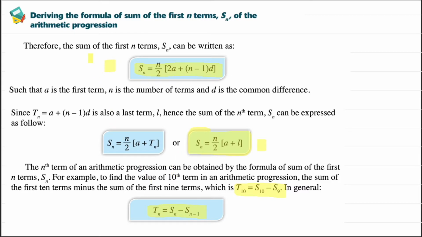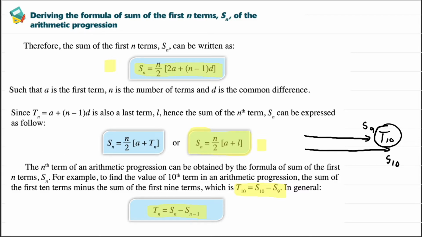Okay, sebab kita tahu, contoh dekat sini kan, dia kata S10 kan. So S10 ni adalah hasil tambah 10 term. Okay. And then S9 pula adalah hasil tambah untuk first 9 term. So kita nak cari T10 kat situ. So that's why kita ambil yang S10 ni tolak dengan S9. Kita akan dapat satu term dekat sini T10.